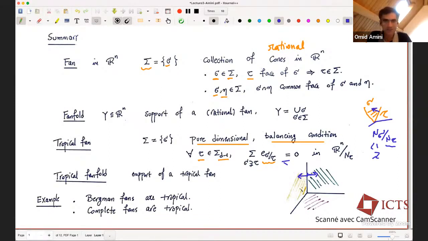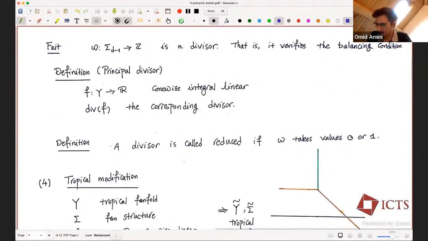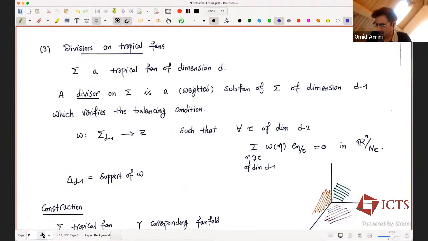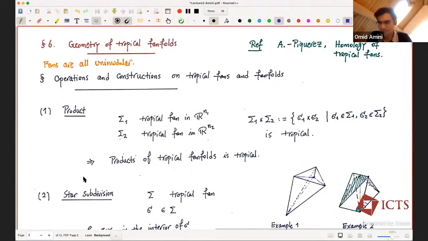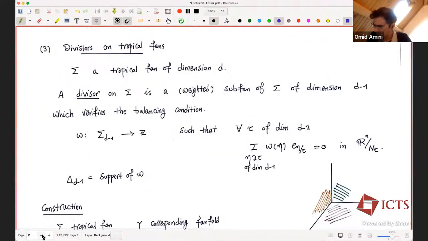Okay, is there any question? So this was the summary of what we did yesterday. Questions? Can you just repeat what is the meaning of e_sigma over tau?